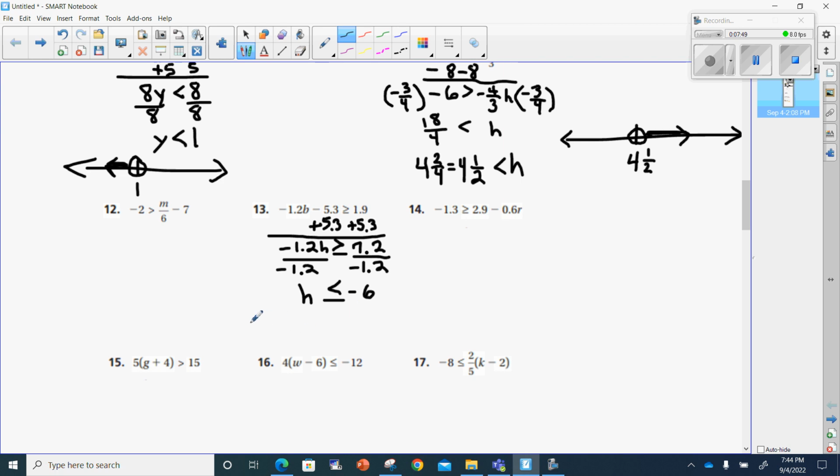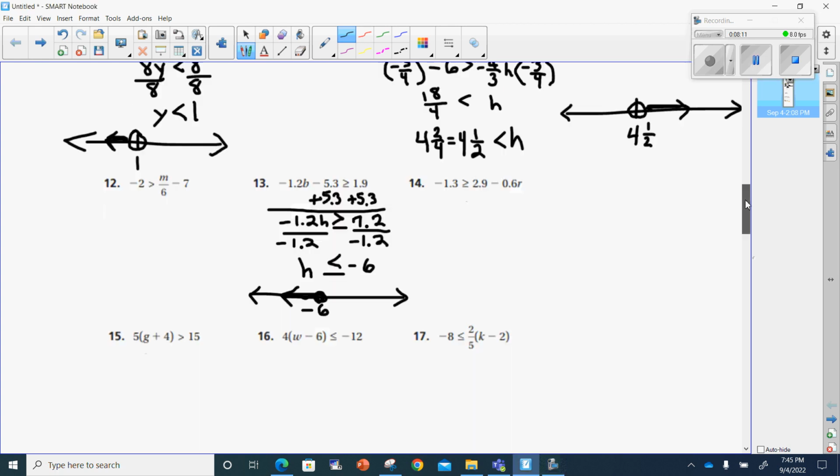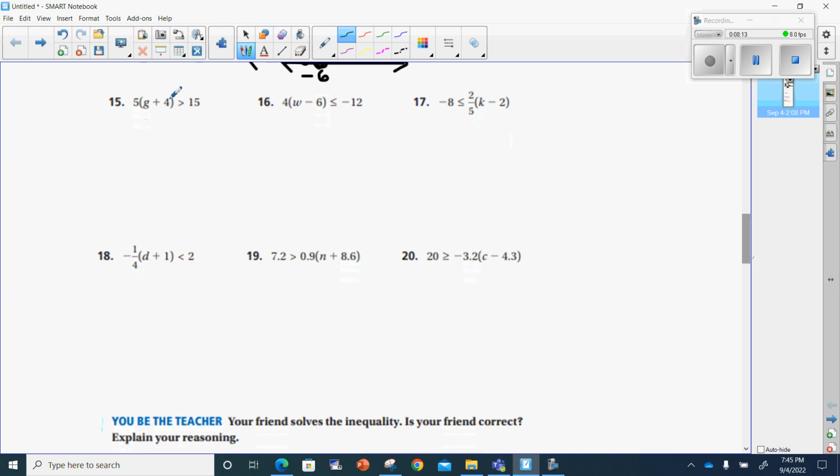So now I'm ready to make my number line. I'll put negative 6 down here. I'll put a dot because it could be equal to it. Since h is smaller, that's going to give me all of the numbers that are less. I'm going to go on down to number 15 now.